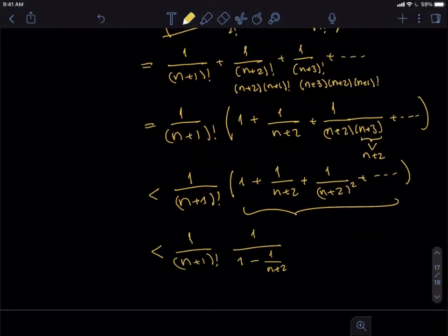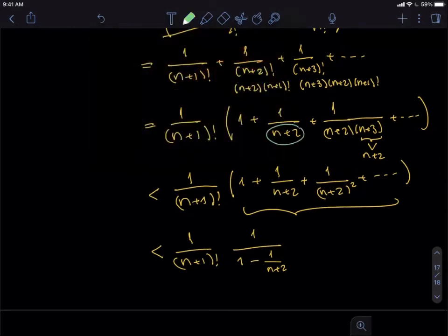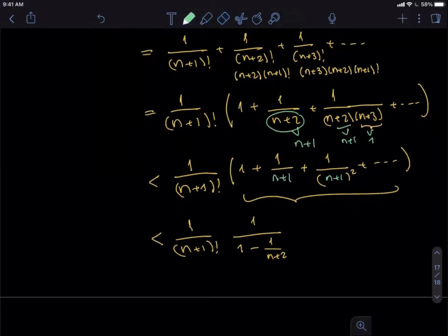And that's it. Now I'm realizing that actually we can do this even better. We can take the n plus 2, it's bigger than n plus 1, so I can estimate everything by n plus 1 instead. Okay, so I have a geometric series which instead of n plus 2 has n plus 1. Then when I sum it up, I get n plus 1.